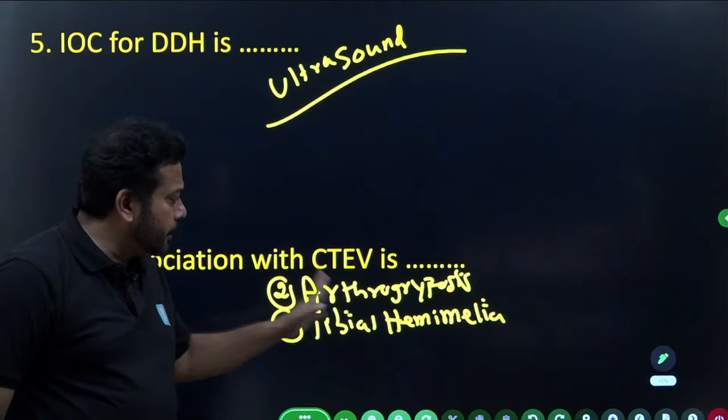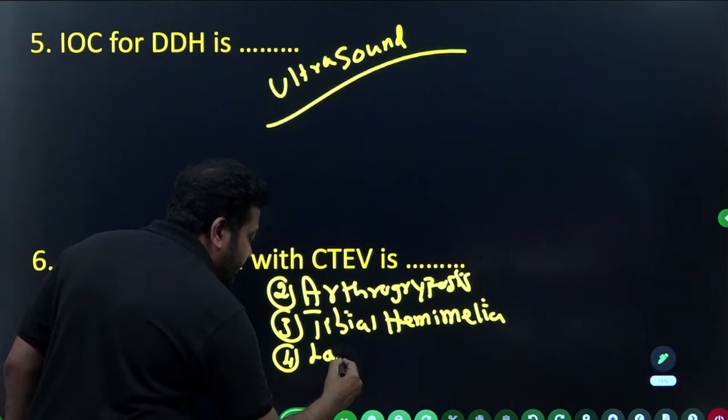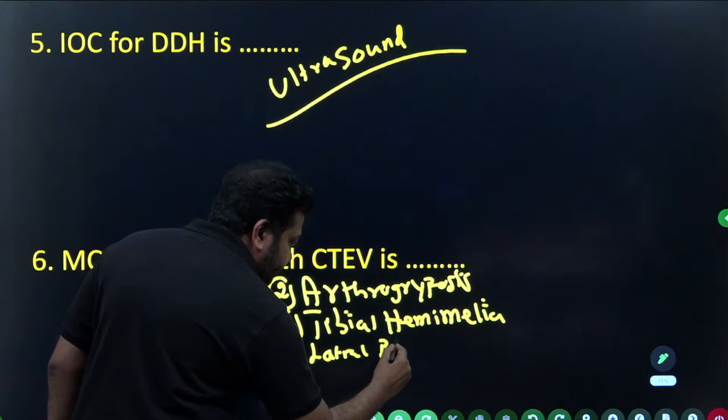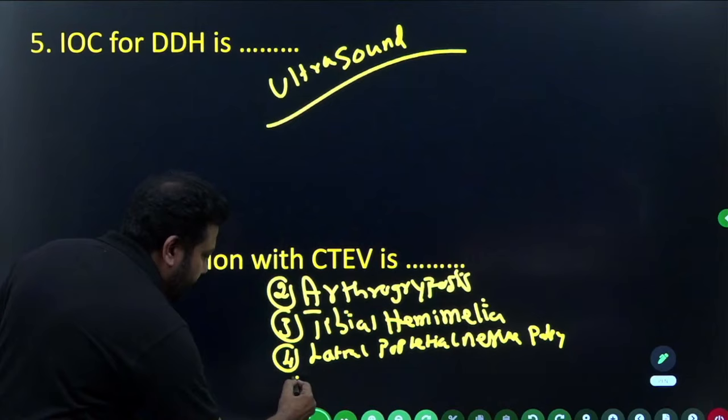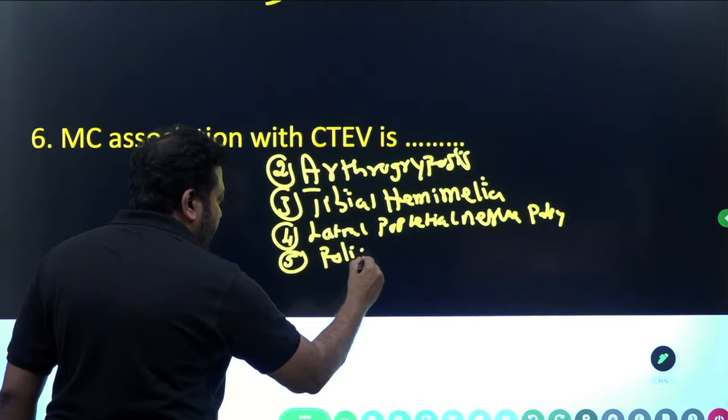And aptly uses the word lateral popliteal nerve palsy. It is a lateral popliteal nerve palsy. This is an association. And last but not the least, even though this is an outdated condition, poliomyelitis. Polio. Even though it's an outdated condition, you should know.